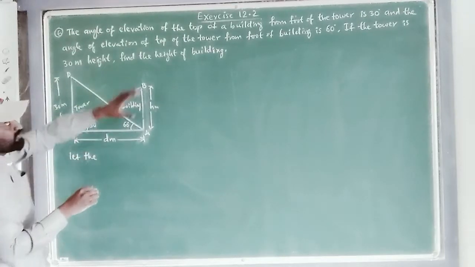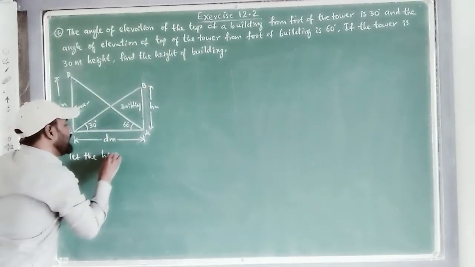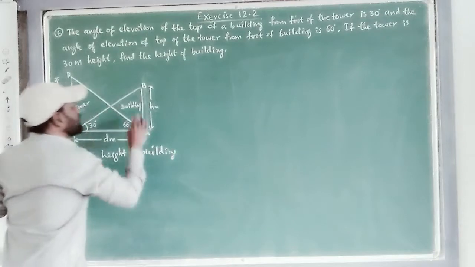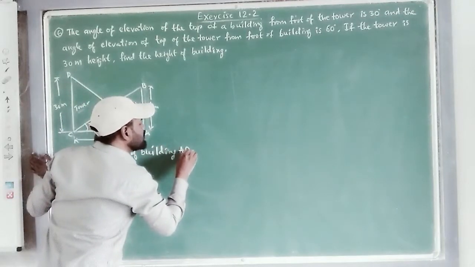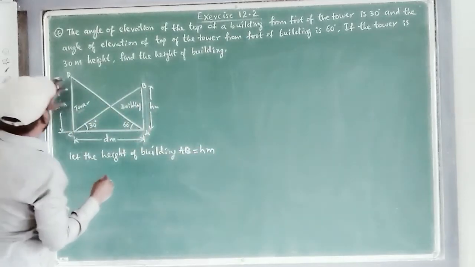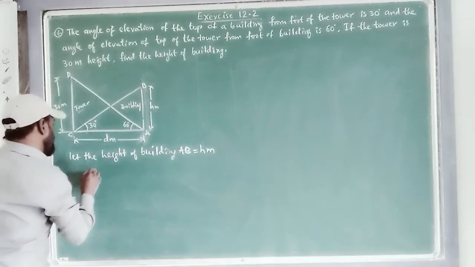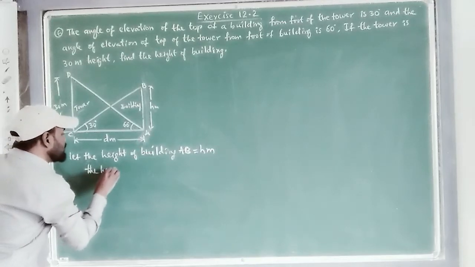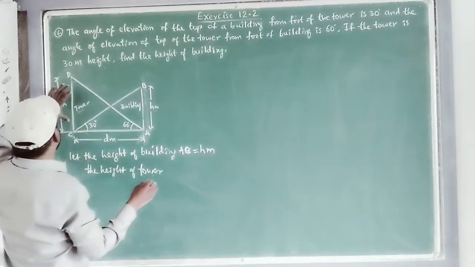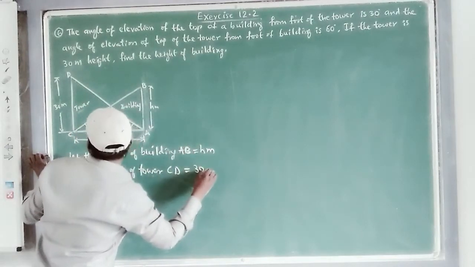Actually what we need to find out, first we should write that one. So we need to find the height of the building. So let the height of building, which in the figure we named as AB, be assumed as H meters. Next, what? Let us take the height of the tower is given as 30 meters. So the height of the tower, which I assumed in the figure as CD, which is given in the textbook question, is 30 meters.